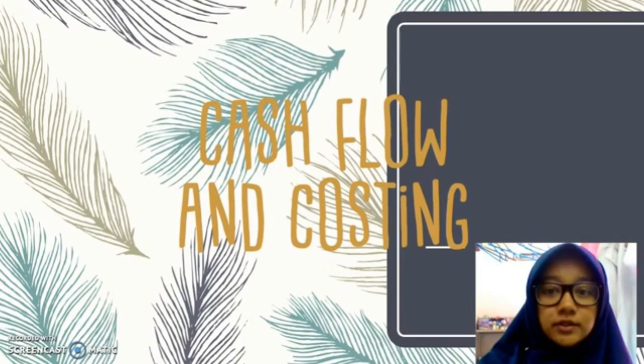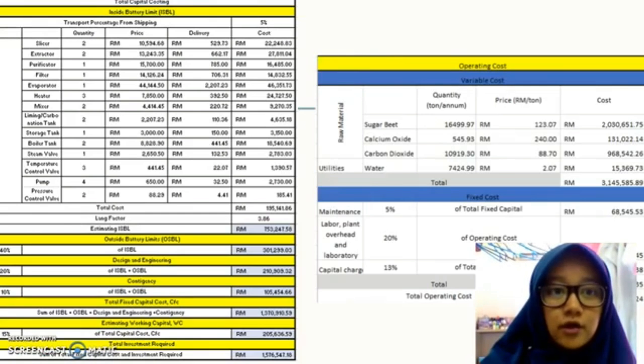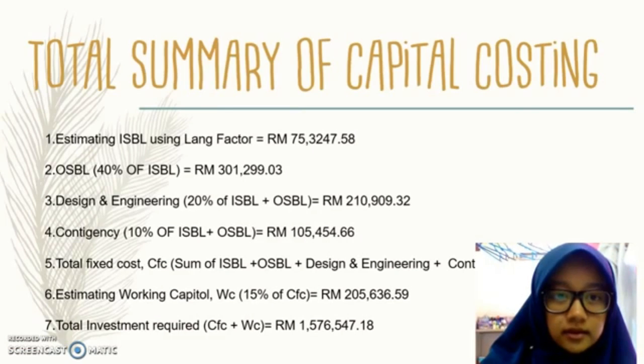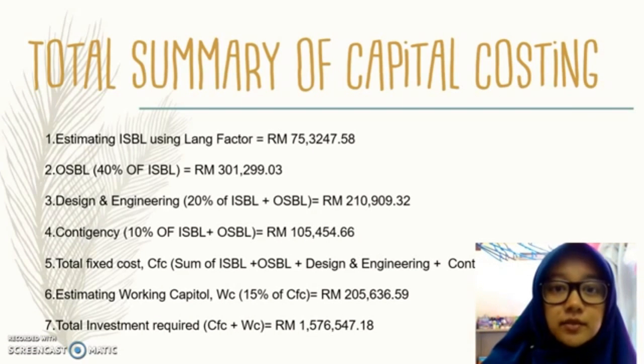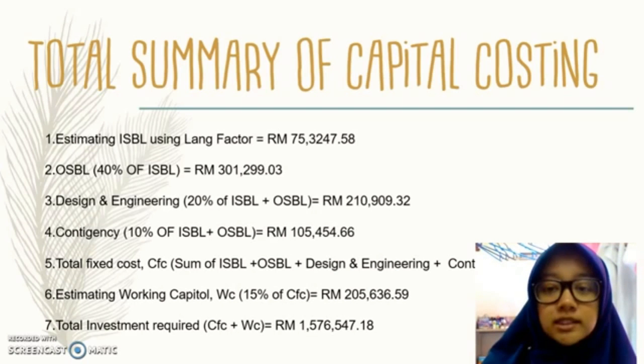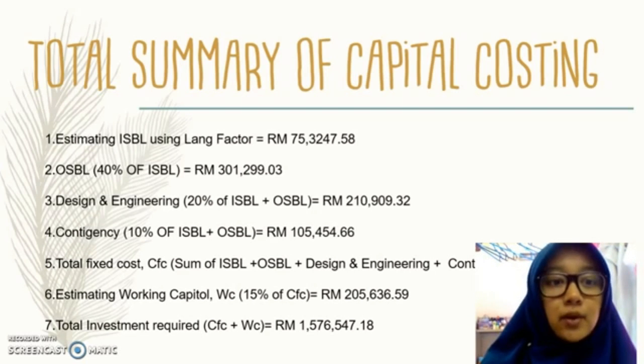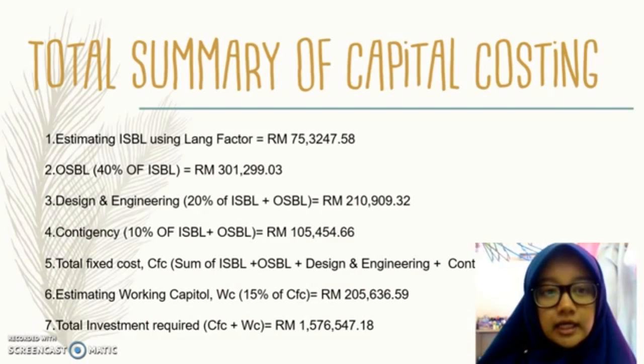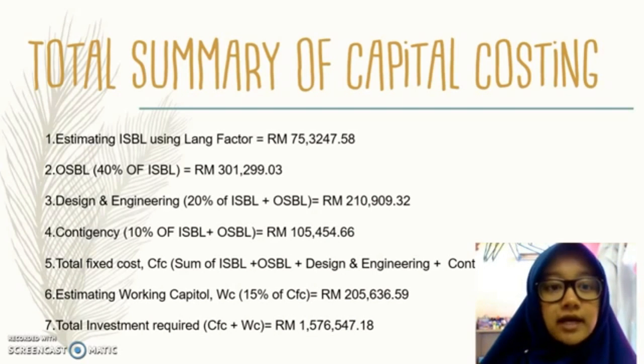So today I'm going to talk about cash flow and costing of this process design. So this is our total capital costing and operating costing. The total summary of the capital costing is estimating ISBL using the Lang factor, which is 3.86. We gain about 75,000. And OSBL is estimated as 40% of the ISBL.